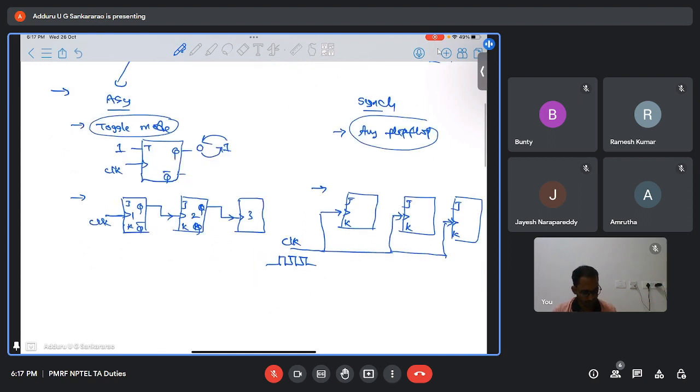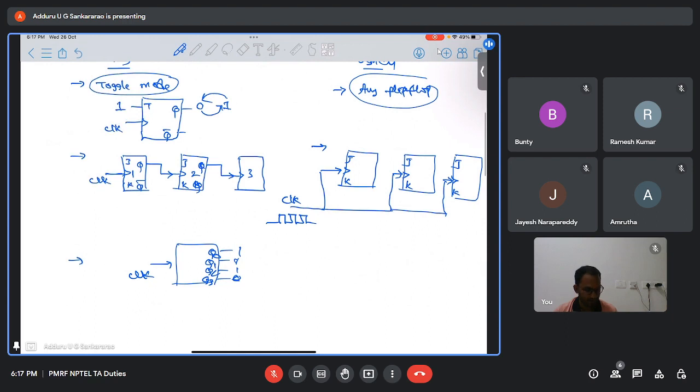Okay, and as I said, the external input to the counter is nothing but the clock. Only the clock is the input, and the states are nothing but the outputs. Let us say a 4-bit counter, then you will have outputs Q0, Q1, Q2, Q3. Based on the binary values of these, we decide the state of the counter.